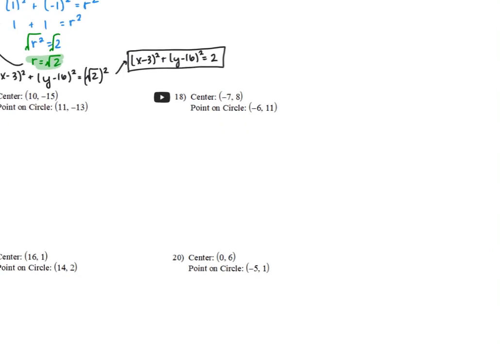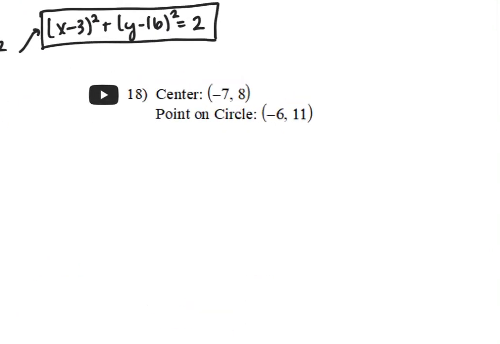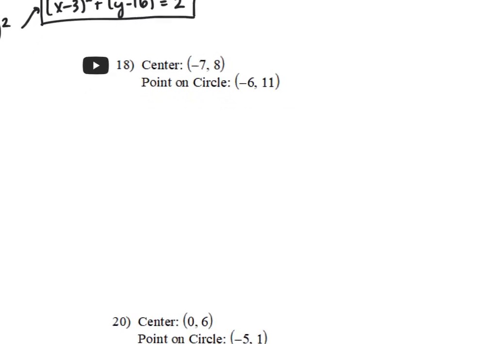All right, so now let me do number 18, but for 18 I'm going to use a stack and count method. For 18 we're going to use stack and count to solve for r, since that's just the hypotenuse of the triangle we can draw when we connect the center and a point. So (-7, 8) and (-6, 11). Okay, we're going to count the distance. Between -7 and -6 is just 1, and between 8 and 11 is 3.